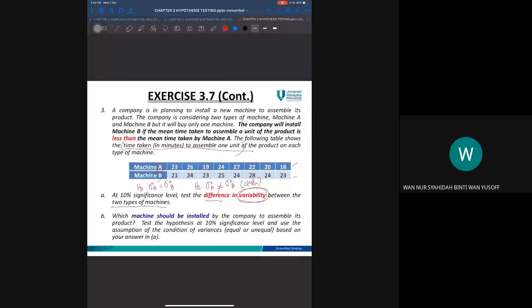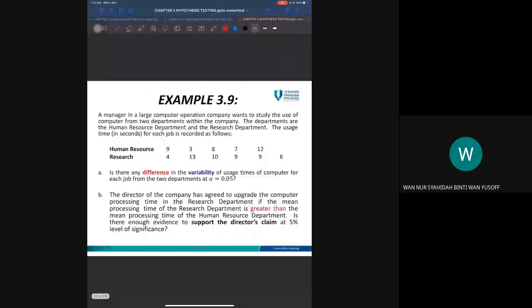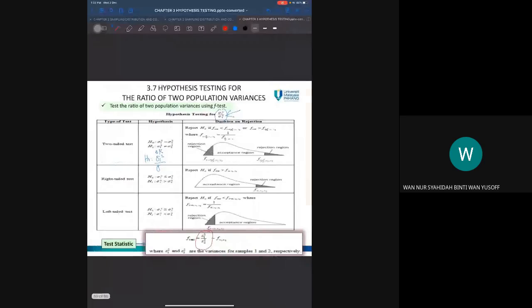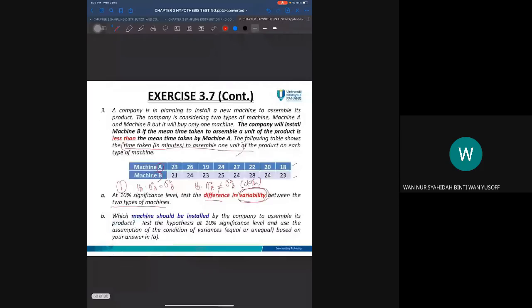So the next step is similar, because we have a single formula only. It is just S1 square divided by S2 square. Because we choose A first, the numerator must be SA square divided by SB square. The rest I leave it to you. If anything, you can just ask me.